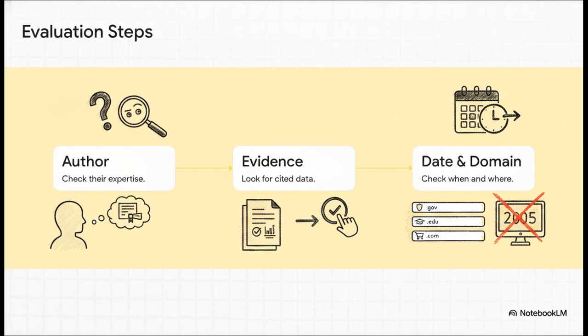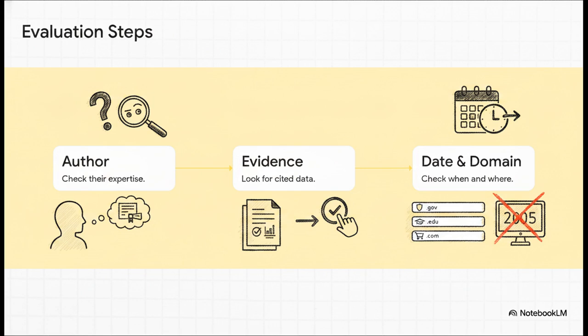Step 1. Check the author. Who are they? Are they a scientist, a journalist, an actual expert in the field, or just a totally anonymous user? Step 2. Look for cited data and evidence. Does the article link to real research, or is it just making wild claims without a shred of proof?